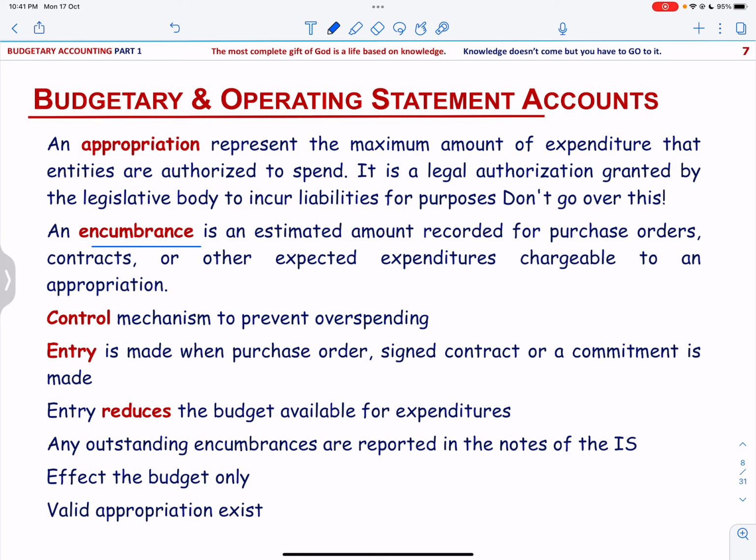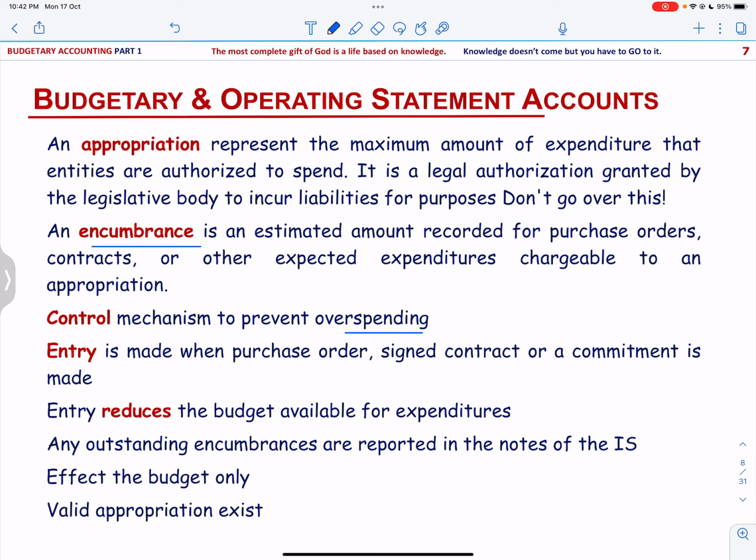So once the amount is appropriated, the authorized person will start spending for the activities the money is appropriated for. But before they actually start spending or place an order for purchase, or before they sign a contract, they have to go through the encumbrance process. It is a control mechanism to prevent overspending. So, an entry is made when a purchase order or a signed contract or a commitment is made.